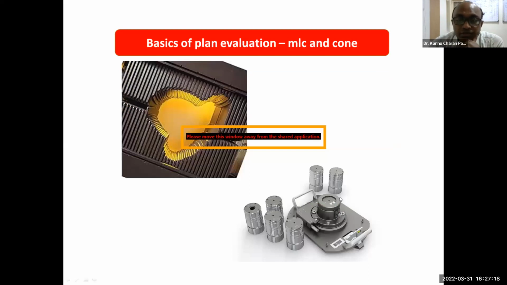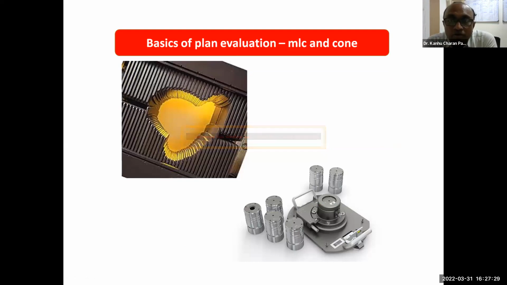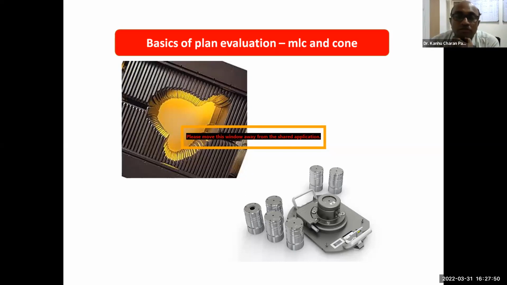Another thing: MLC versus cone. For SRS plans, if you have 1 to 2 centimeter tumors that are very circular, you can get a good plan with cones. Cones are fixed collimators, a tertiary collimator set we can attach directly to the machine. But MLC is mostly used for irregular tumors and those larger than 2 to 3 centimeters.